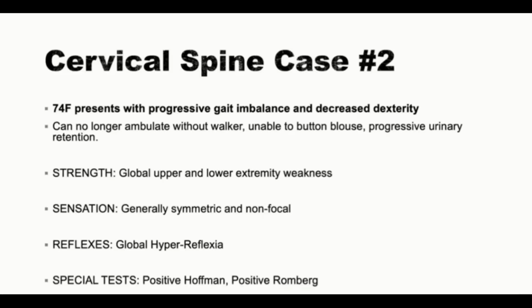So she can no longer ambulate without a walker. So that tells me that her balance is compromised. She can't walk without a gait aid. And these are the terms that they'll use. They're not going to tell you, well, my dexterity is decreased. They're going to tell you, I can't do this task with small items anymore. In this case, she couldn't button her blouse anymore. And she has progressive urinary retention. She has a full bladder that is hard for her to void. All of these are things that we talked about in that red flag section of the history.